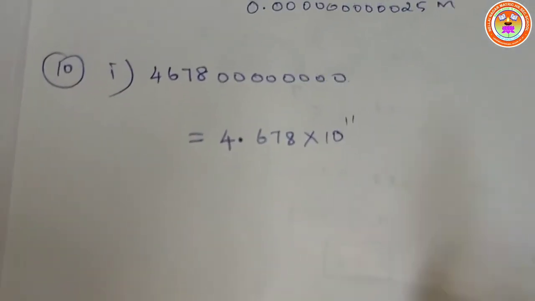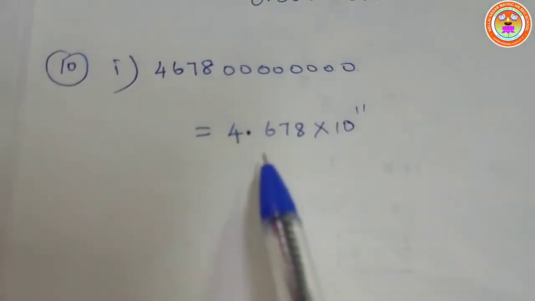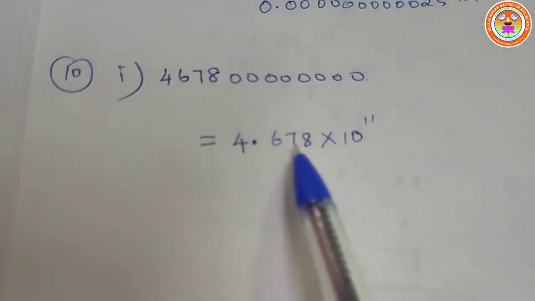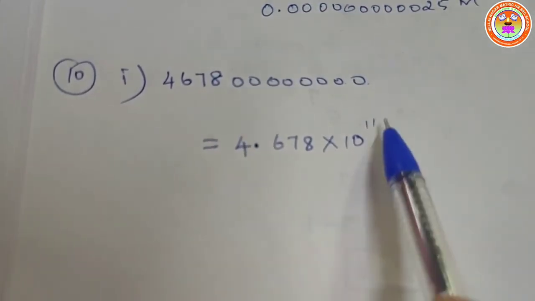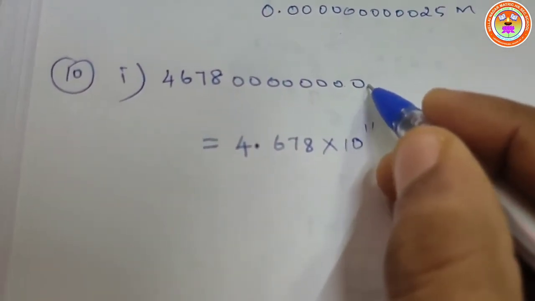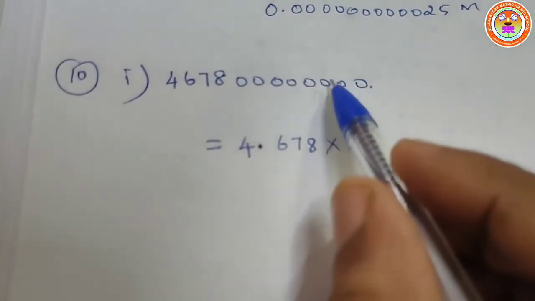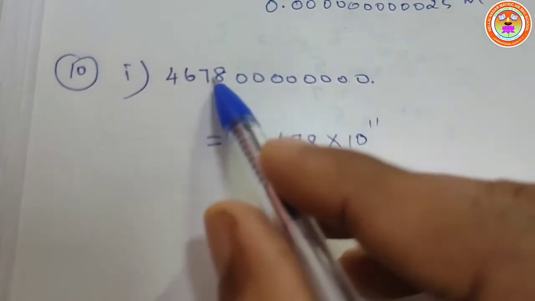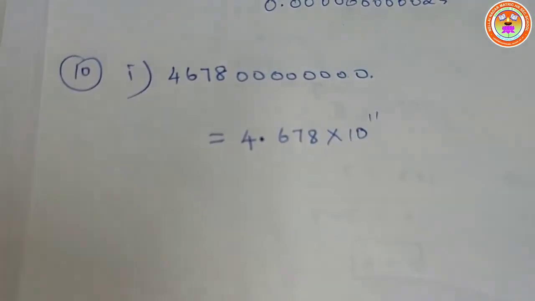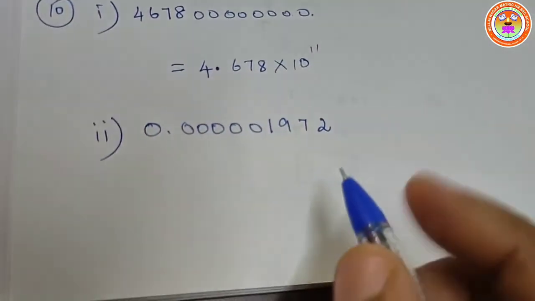I am repeating that answer again: 4, put the decimal point, after that write 6, 7, 8 into 10 power 11. Why did I write 11? Here the decimal is here, so this decimal point is moving to this place, 1, 2, 3, 4, 5, 6, 7, 8, 9, 10, 11 decimal places, that's why it is 10 power 11. So for this number we are going to write the scientific notation.